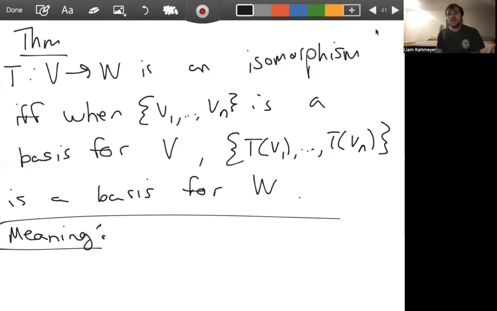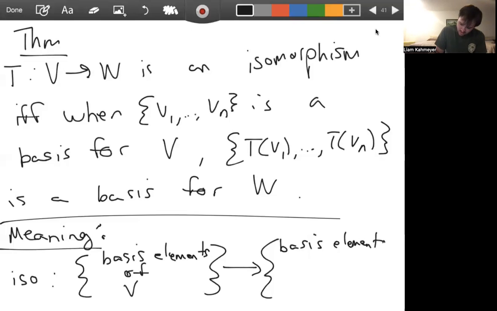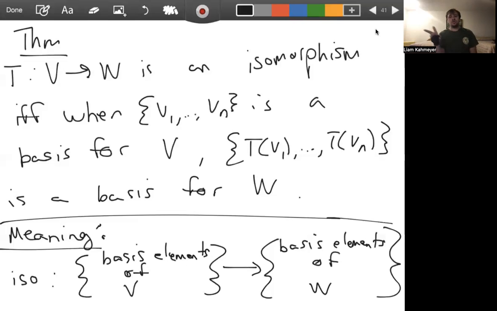Right? This means that isomorphisms are exactly those transformations that take basis elements to basis elements. So isomorphisms are exactly those that take basis elements of V to basis elements of W, right? Those are what isomorphisms are. It's just redefining a basis of your space, right?